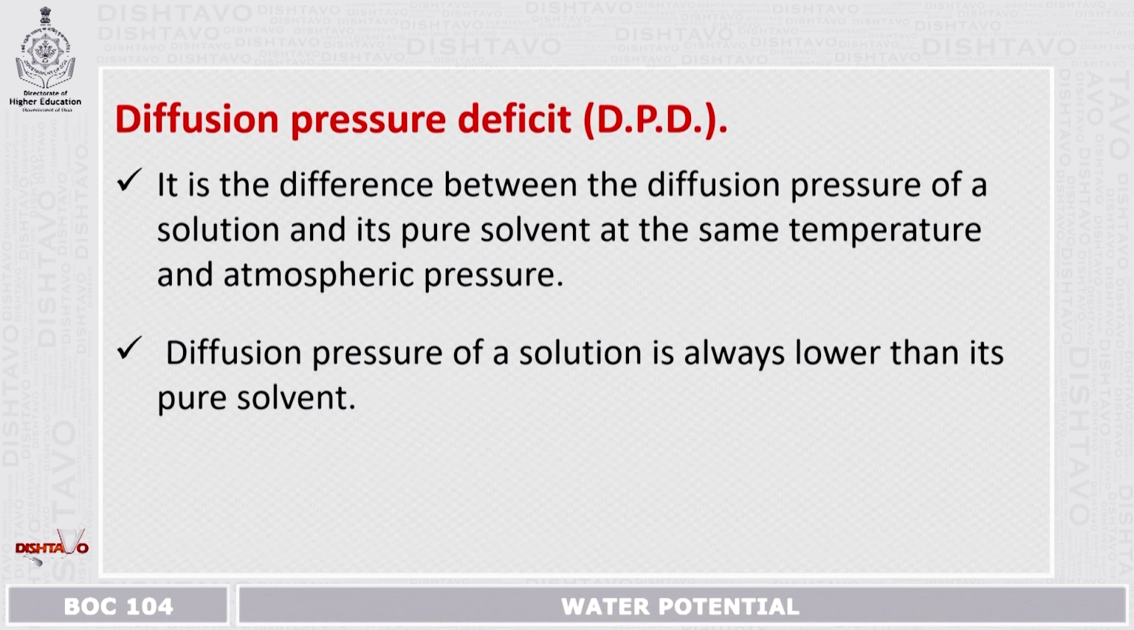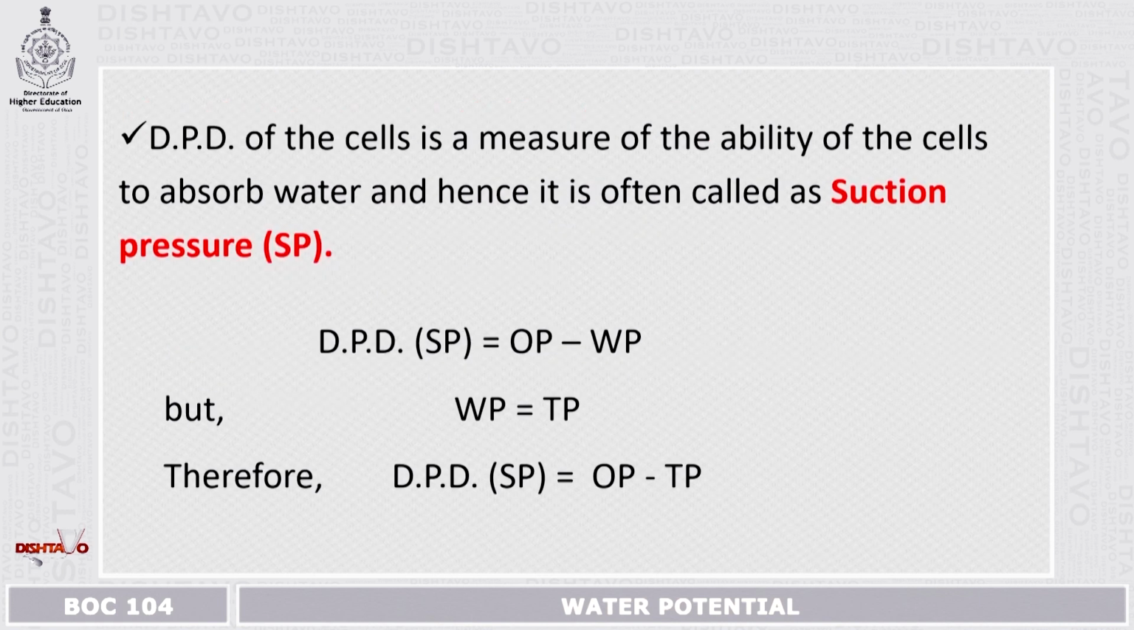What is diffusion pressure deficit? It is the difference between the diffusion pressure of a solution and its pure solvent at the same temperature and atmospheric pressure. So the diffusion pressure of a solution is always lower than its pure solvent. That is, the diffusion pressure deficit of a solution is always higher than its pure solvent.